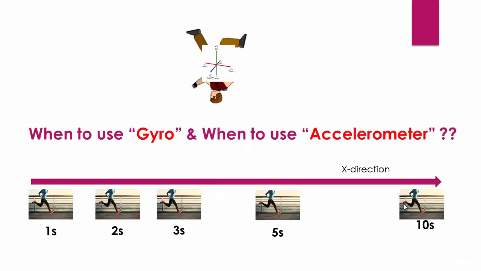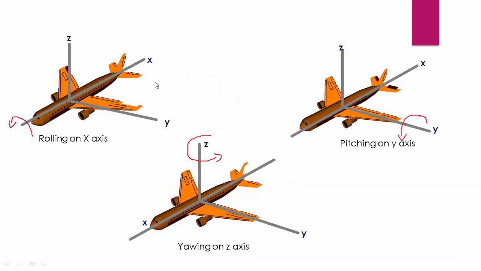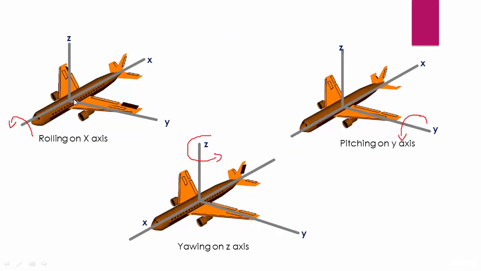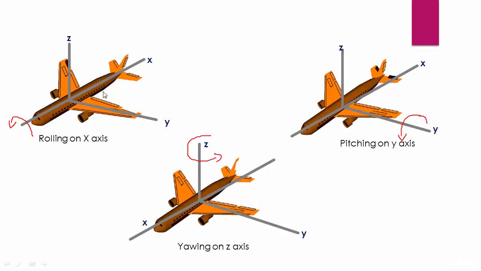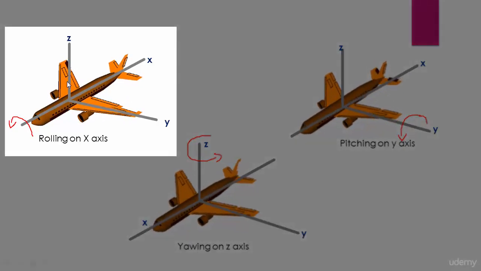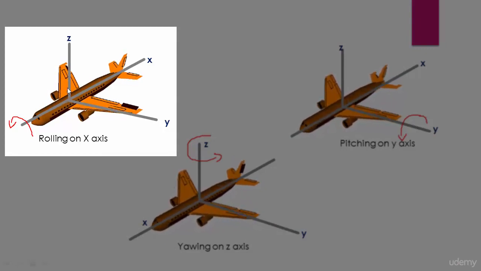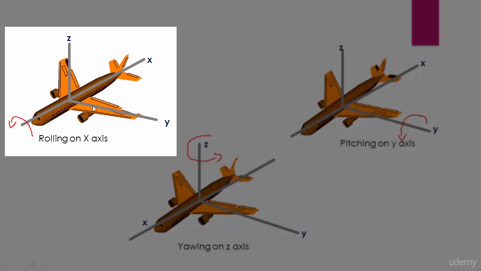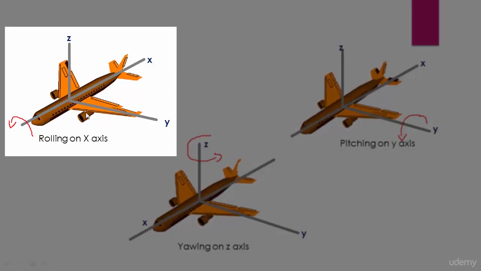Okay, now when to use the accelerometer and when to use the gyroscope. Now let's take an example of three-dimensional movement of an airplane. There are three types of movements of the plane. Those are roll, pitch, and yaw. In the first picture, the airplane is tilting over the x-axis, right? So that's called rolling. This actually gives the impression that the airplane is rotating over the x-axis, because the tilt is happening on the x-axis.